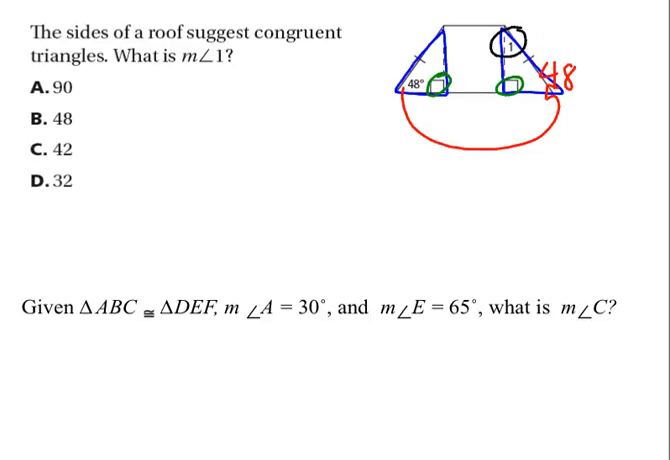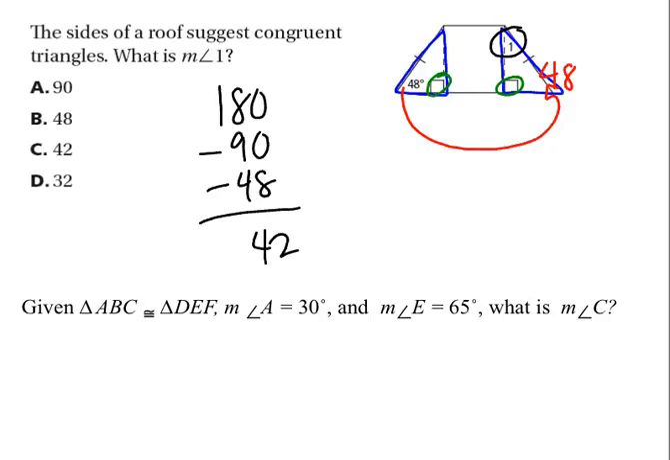Right here, because we know that there are 180 degrees in a triangle, if I subtract 90 and subtract 48, we are left with what? 42 degrees. Hope that's answered. Oh, there it is. See?